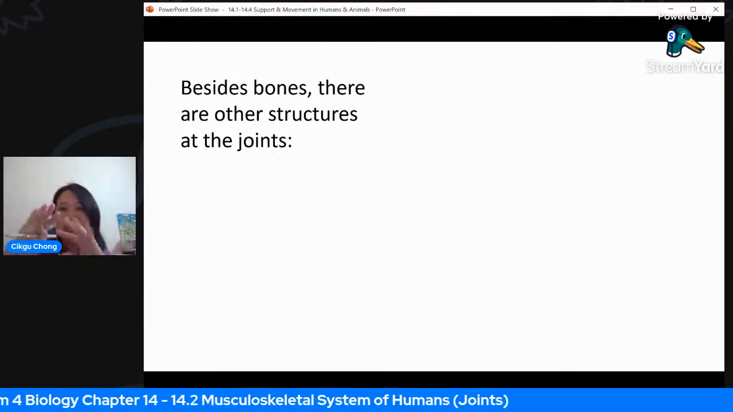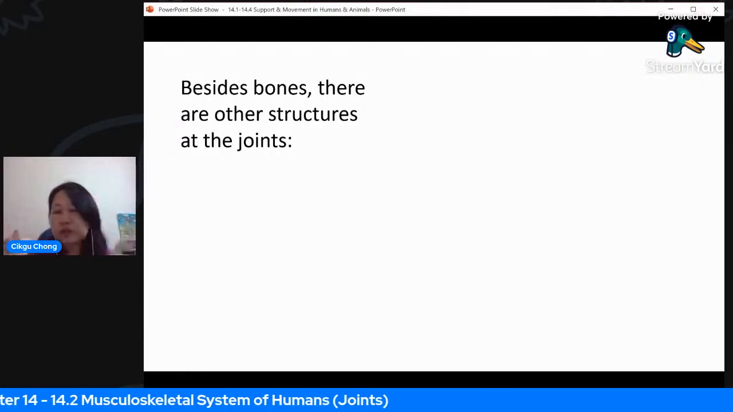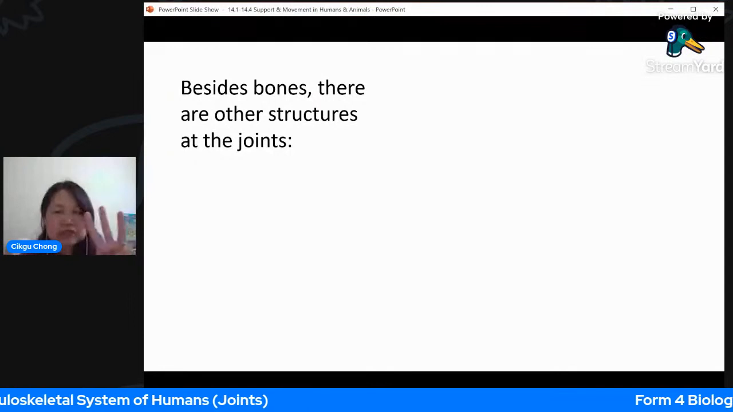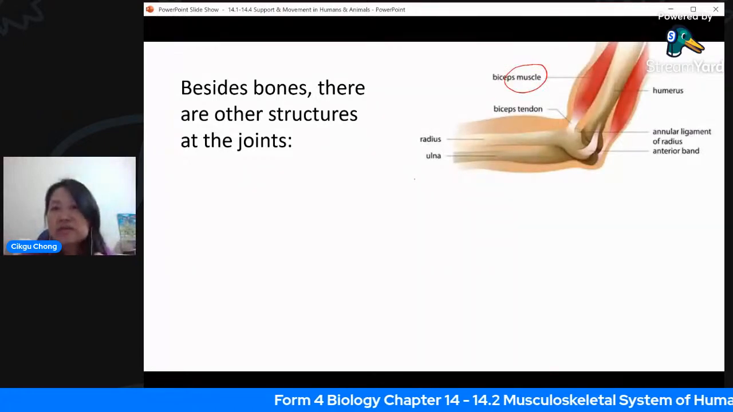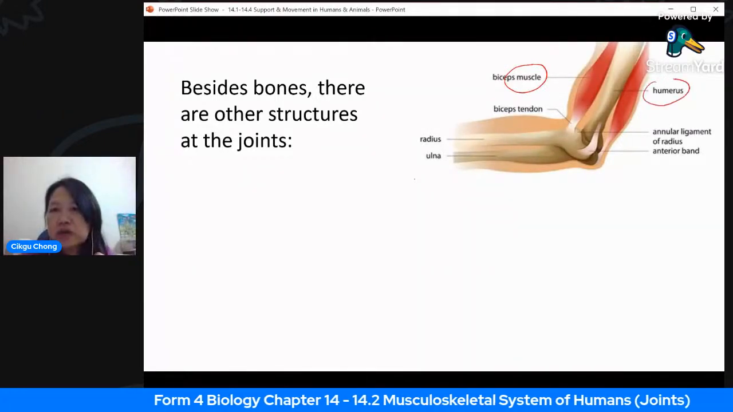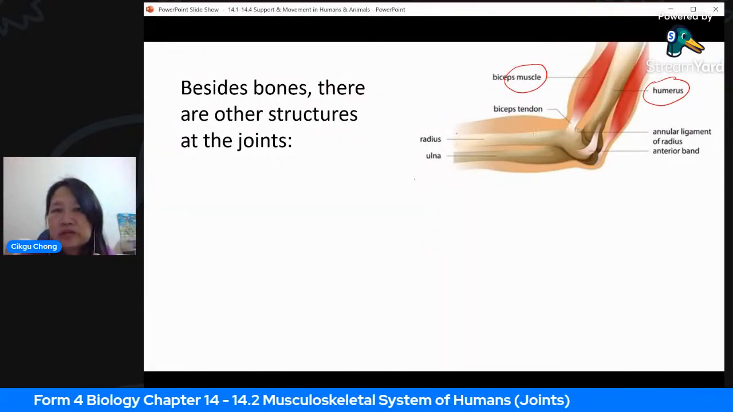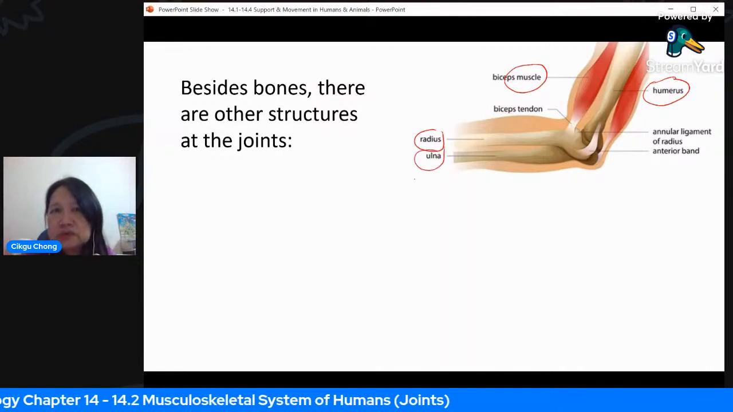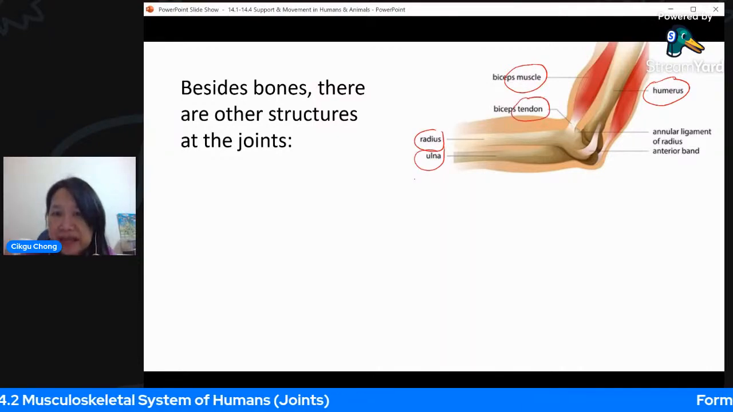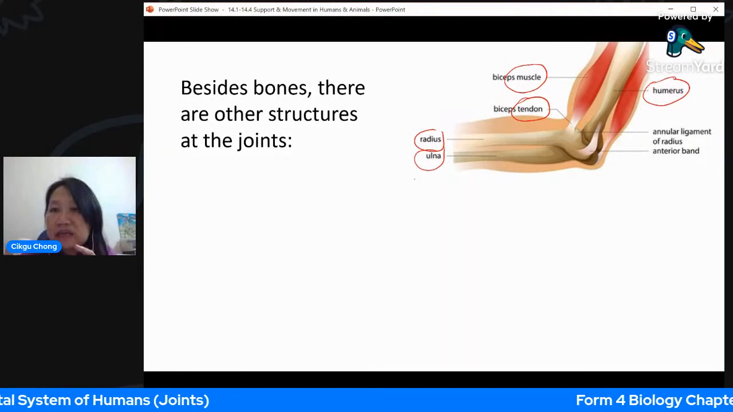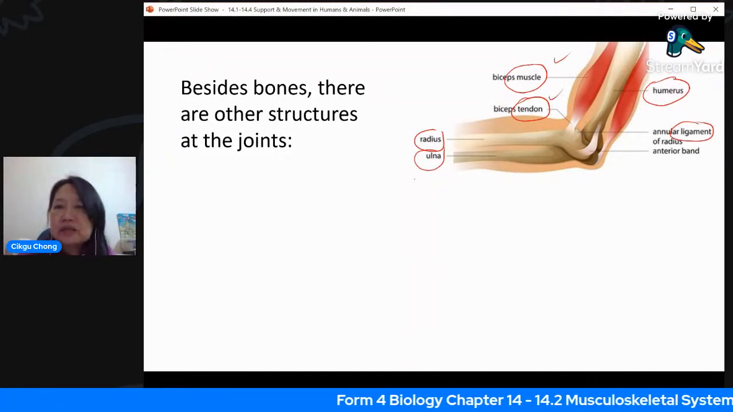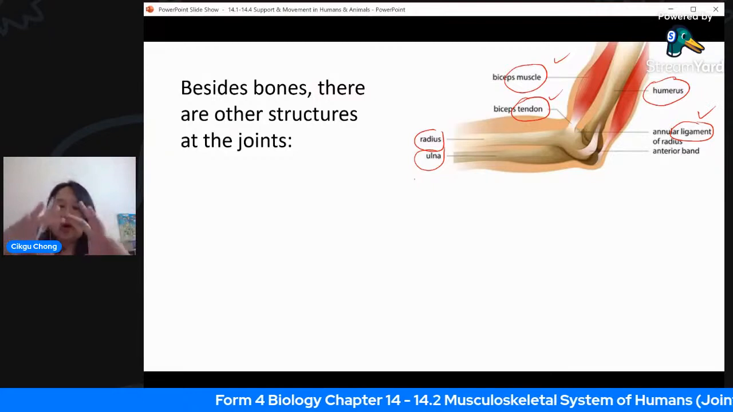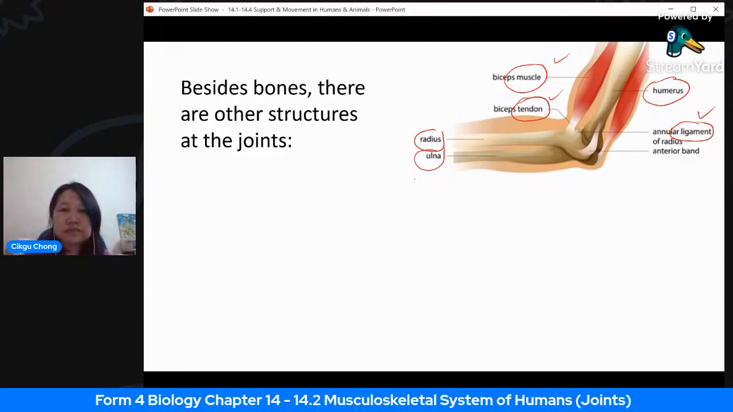You can see you have all these capsule, cartilage, all these things, right? So many things. So we're going to look at 3 more things there. Okay, what are the 3? You will see at the joints, you have muscle. Your muscles here. You have muscles here. Our humerus is the bone. Then you have the radius and the ulna. These are the bones. You will have muscle. You will also have tendon, and you will also have ligament. Look at all these things. So now we're going to learn muscle, tendon, and ligament. They're all found at the joint.